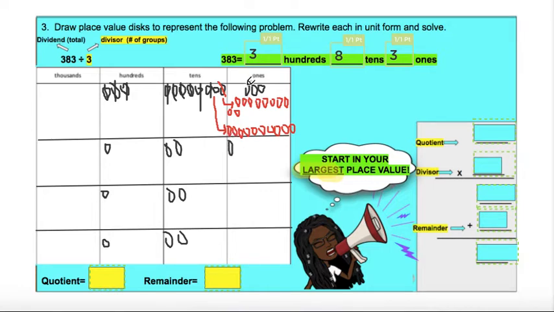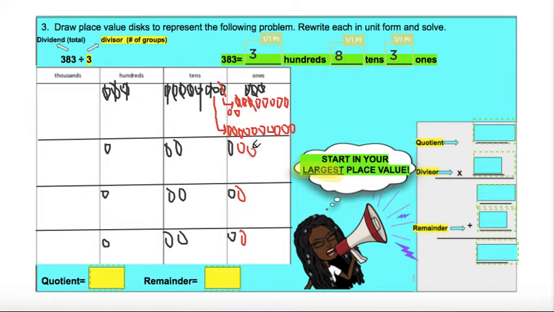Put it in a group, cross it off. And we're even going to distribute those discs that were unbundled. Put it in a group, cross it off.